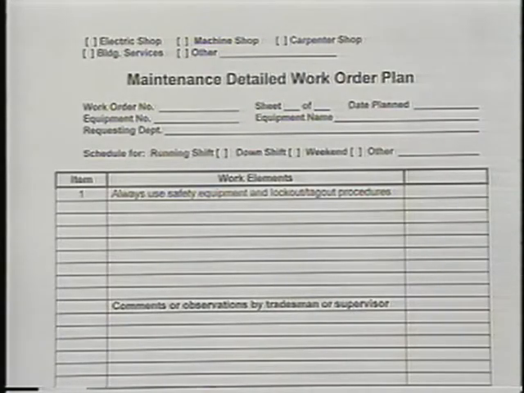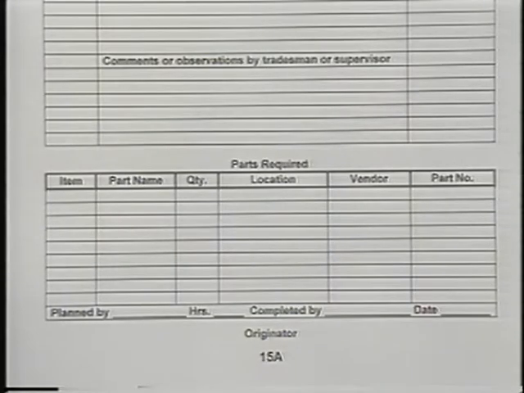Now, moving to the next document, we have a different detailed work order plan, and this is the one that has two sides to it. 15A is the front side, and 15B is the backside of the form. Again, I'm not going to spend the time going through each and every item here. They're self-explanatory. It's very similar to what we've identified before, except here you will notice that down at the bottom of the front page, page 15A, we have parts required.